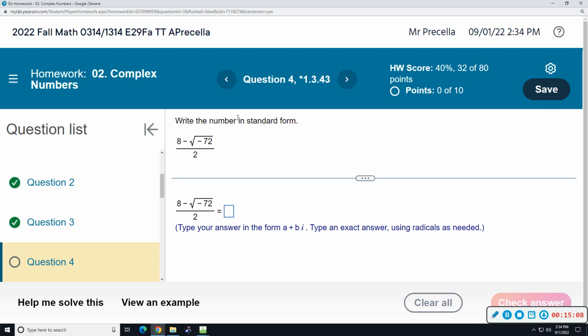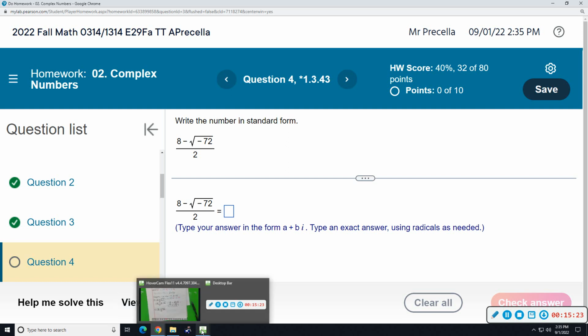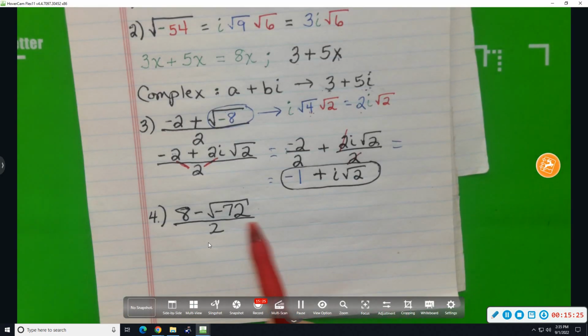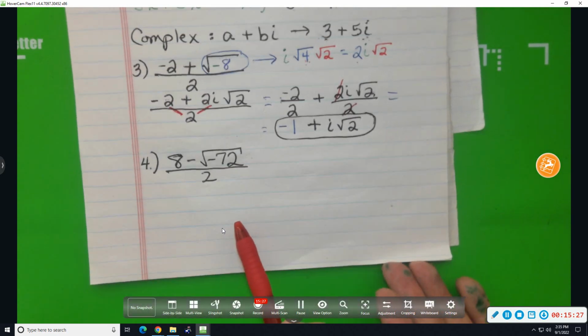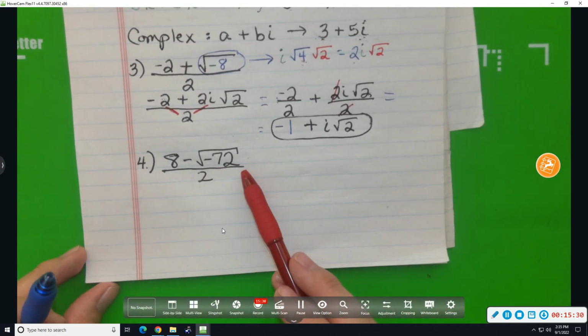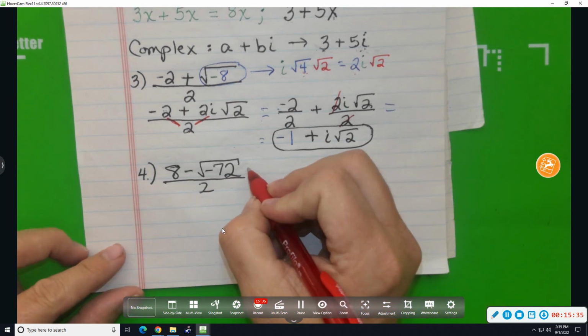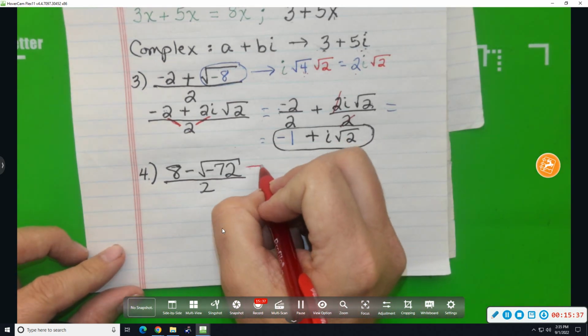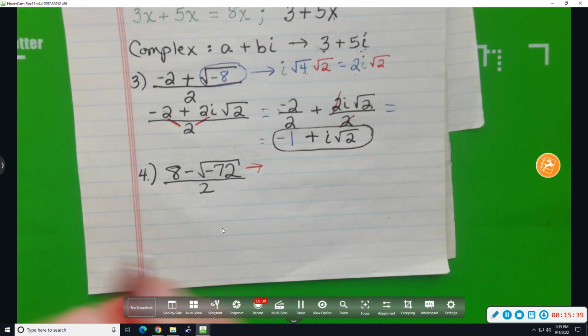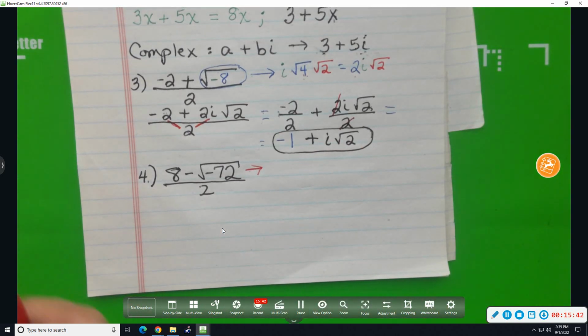Let me write down the problem. 8 minus the square root of negative 72 all over 2. Okay, I got it. Start off by simplifying that square root. Anytime you see the square root of a negative, the first thing you should do is rewrite it using an i. So I know that's going to have an i in it.